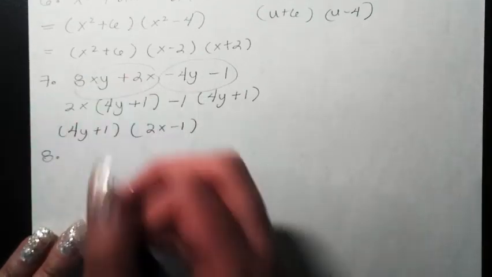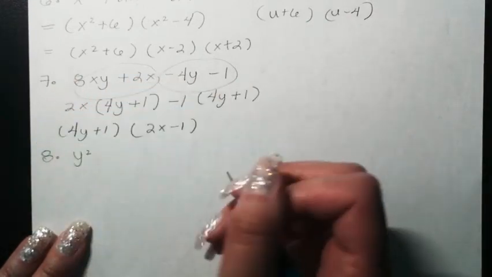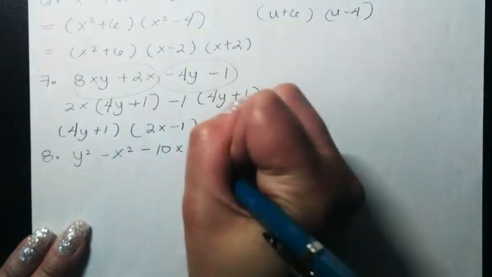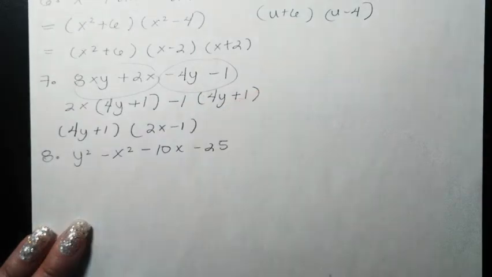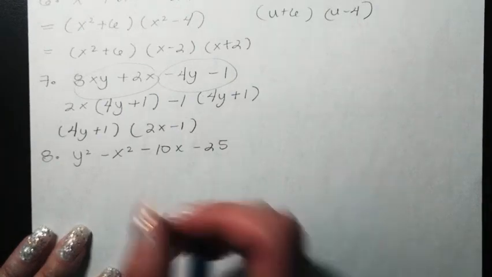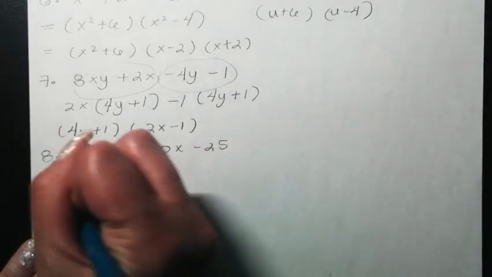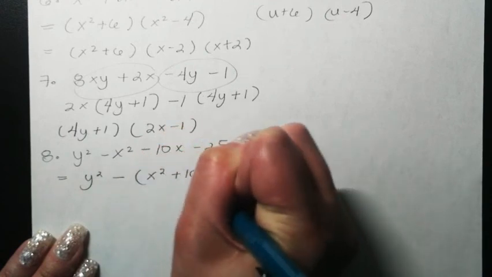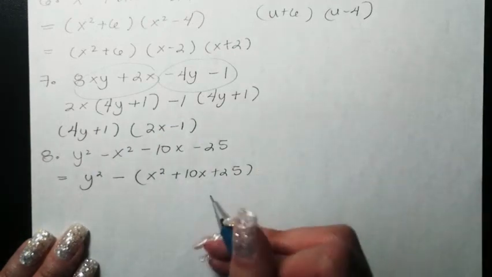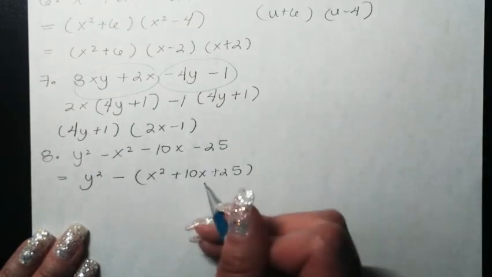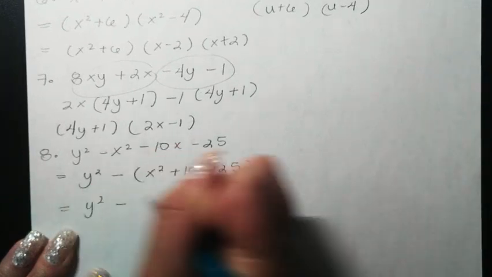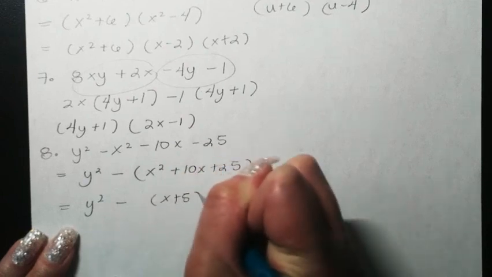Now let's see, what do we have in number 8? We have y squared minus x squared minus 10x minus 25, and you're like, wait, I don't see the pattern here, it's kind of crazy. So I'm going to do it step by step so you can see the pattern. This is equal to y squared minus the quantity x squared plus 10x plus 25, and you're like, wait, this is a perfect square. So you have y squared minus, and hopefully you see that this is x plus 5 squared.